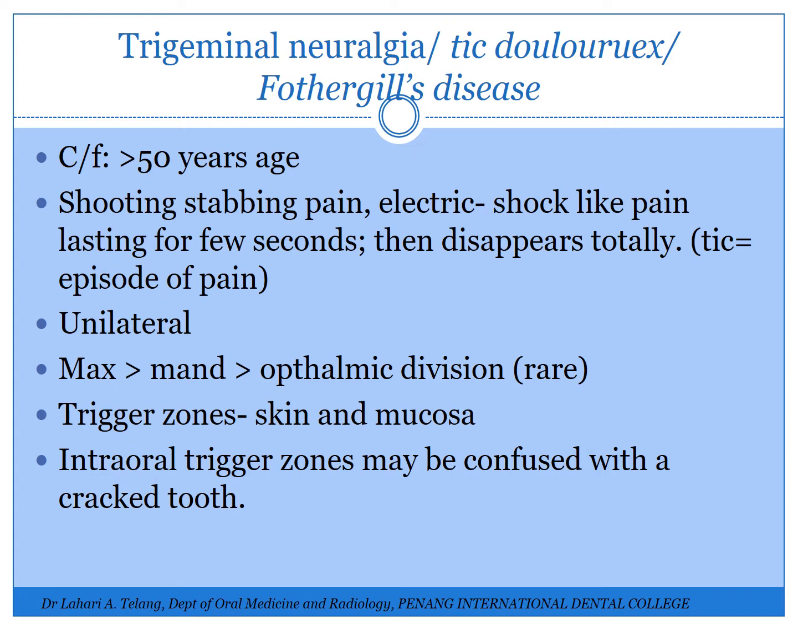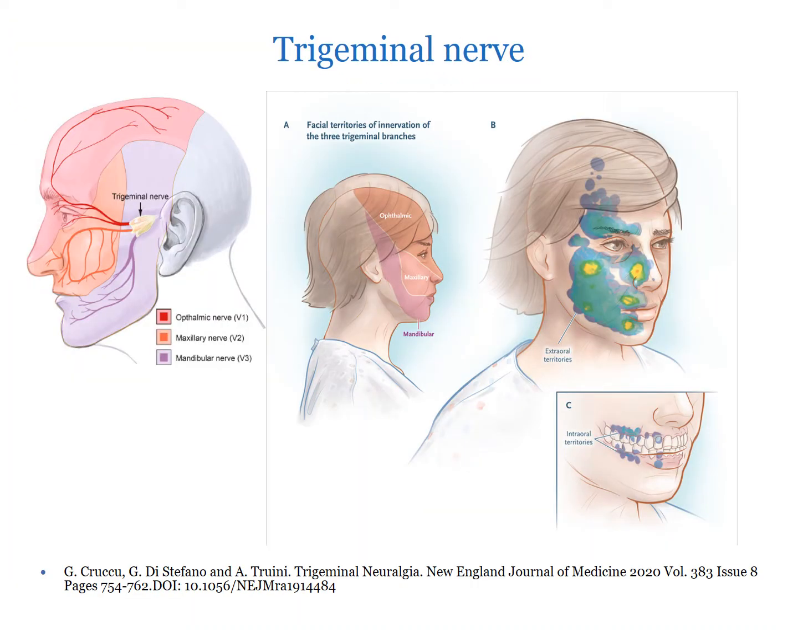Trigger zones are primarily on the skin and the mucosa. It could be intraorally or in the mucosa or over the skin, generally involving the maxillary and mandibular distribution of the trigeminal nerve. Intraoral triggers can be generally confused with a cracked tooth, and hence it's important that a thorough dental evaluation is done. So this is a distribution of the trigeminal nerve. It's a nerve root as well as the distribution, and hence you can understand that the majority of the maxillary and mandibular division is very close to the dental structures, and hence this pain is easily confused for dental pain.